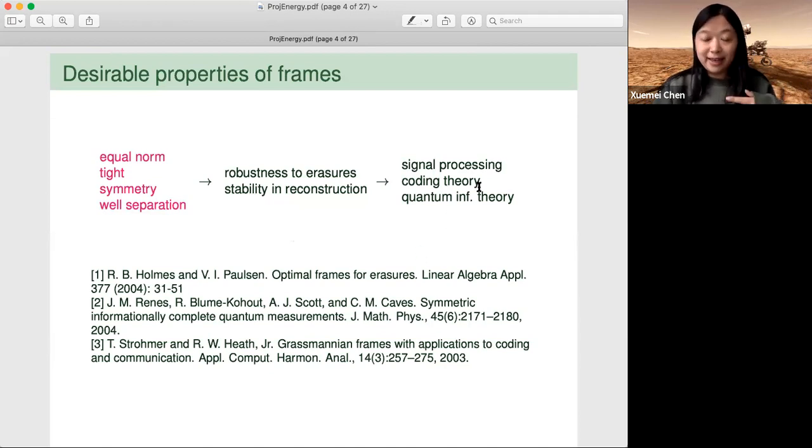So some applications are over here, along with references. Somewhere I meant to include a reference too, so I'll just hold here. It's hard to see, but this is also a good book by Shayne Waldron about finite frames.